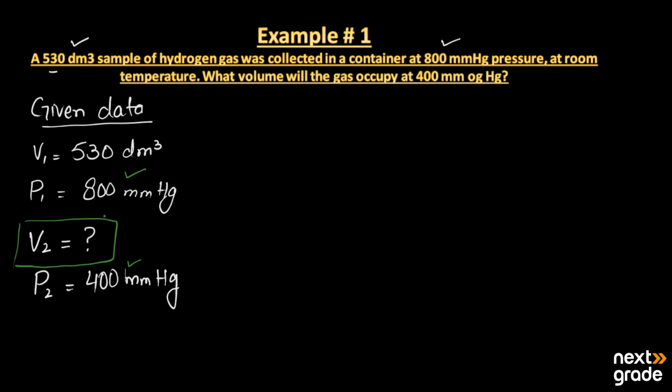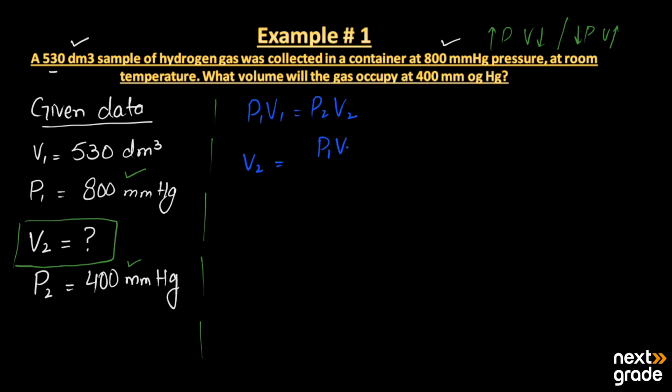We have to prove the relationship that by increasing the pressure, the volume decreases, and if we decrease the pressure, then the volume increases. For this we need to write the formula: P1 V1 is equal to P2 into V2. Here we are going to find the volume V2, so by rearranging this formula, we gain V2 is equal to P1 V1 divided by P2. Now we will put the values in this.